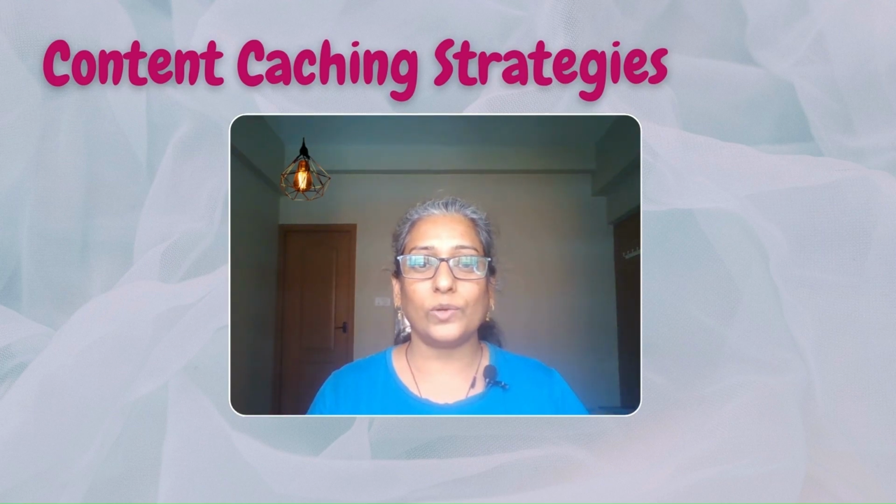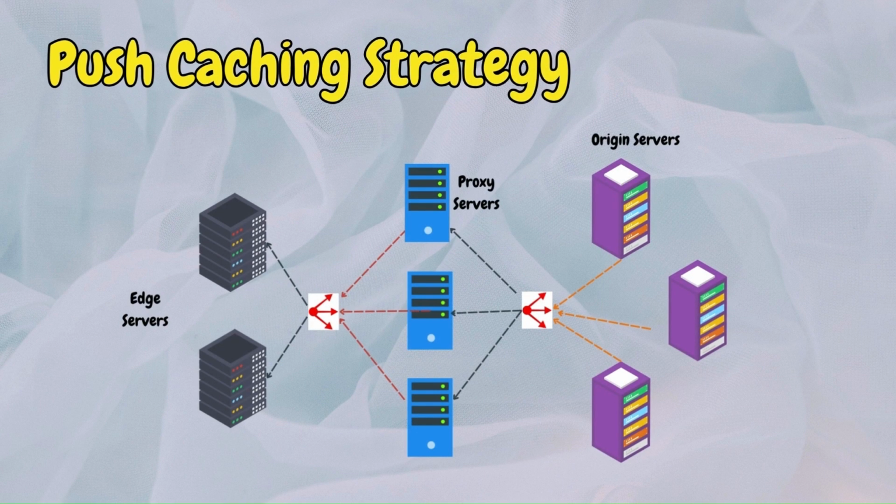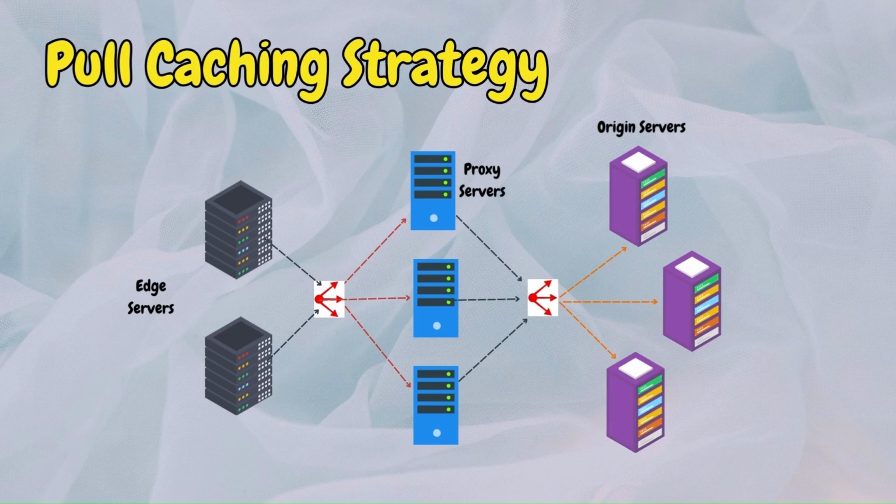How does the content get loaded to CDN servers from the origin servers? CDN employs various caching strategies to store the content in edge and proxy servers. In push caching strategy, origin servers proactively push content to edge servers before it is requested, ensuring faster delivery to users. And in pull caching strategy, edge servers fetch content from origin servers in real time when requested by users. This reduces storage requirements and ensures freshness of content.